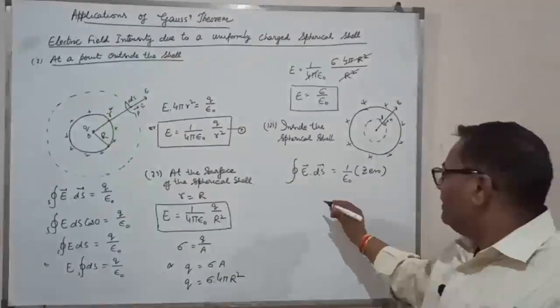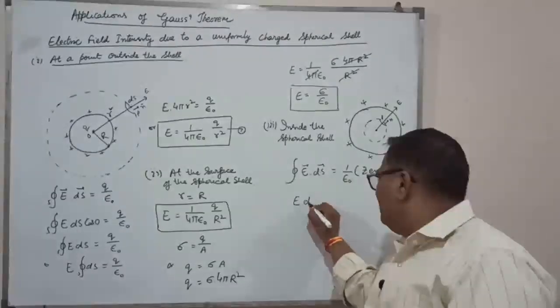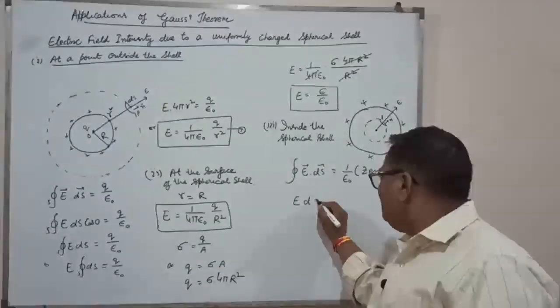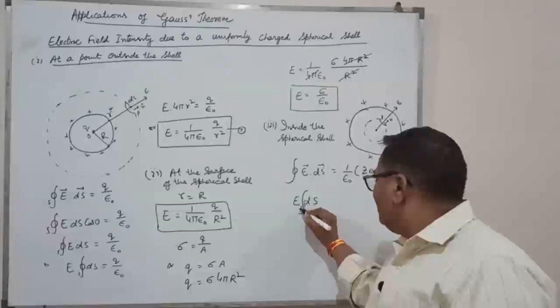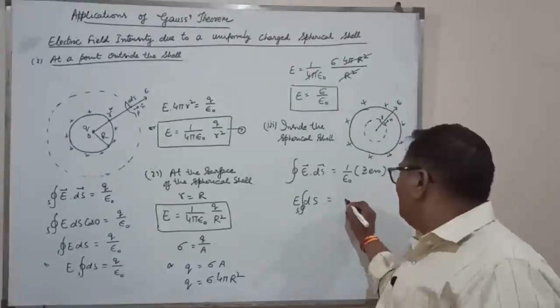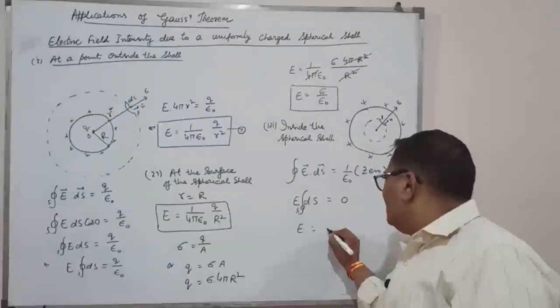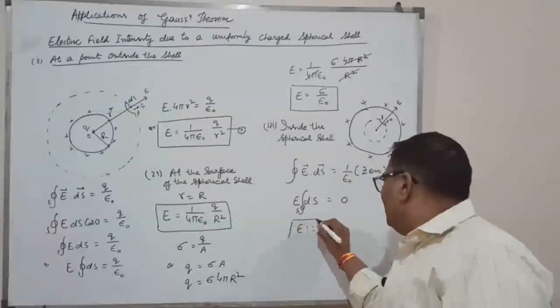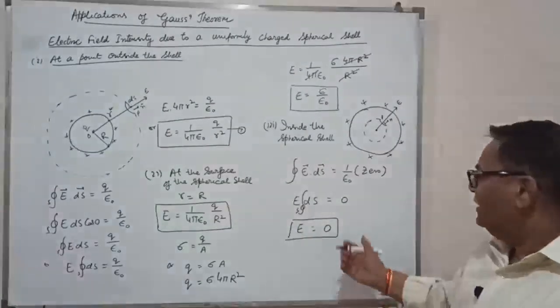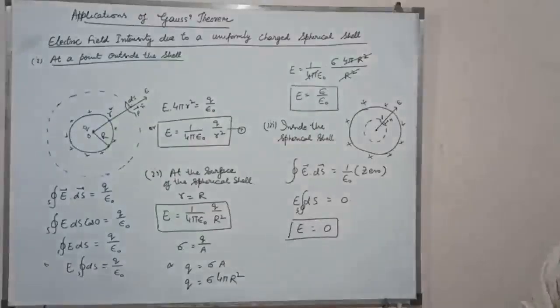Clear? Therefore, E ds is equal to 0, or E is equal to 0. Inside the spherical shell, electric field intensity is 0.